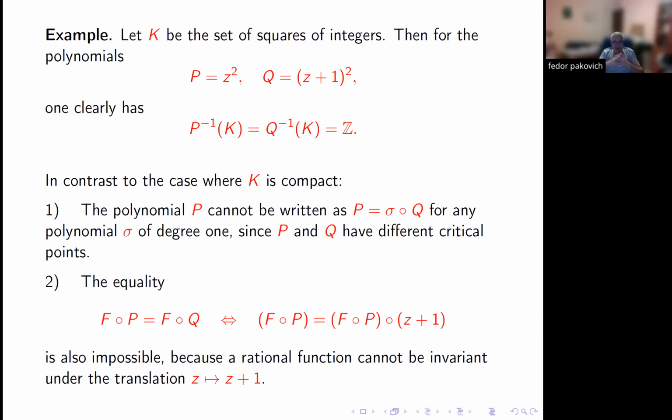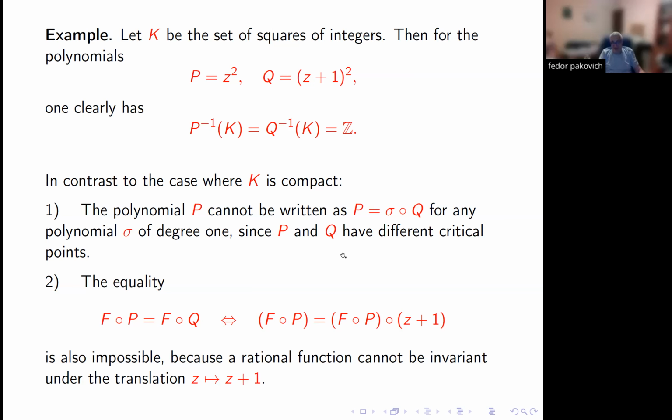So now let me give an example which will show that the situation is now different. Let's take as K just the set of squares of integers, like 1, 4, 9. Then for these two polynomials, your preimages both are just sets of integers. So you have a non-trivial solution of this equation. And what is interesting is that this solution looks completely different in the following two aspects.